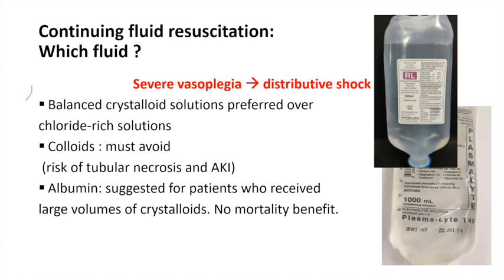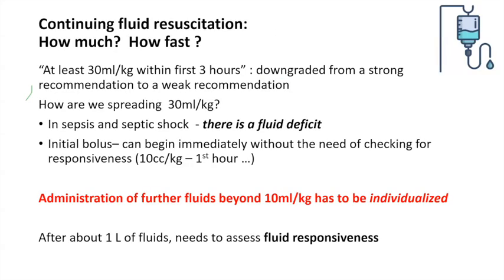Albumin can be used, especially if the patient has already received large volume of crystalloids. But it has been shown that there is no short-term or long-term mortality benefit. Colloids like hetastarch should be avoided. That is about the type of fluid and what is the amount of fluid.